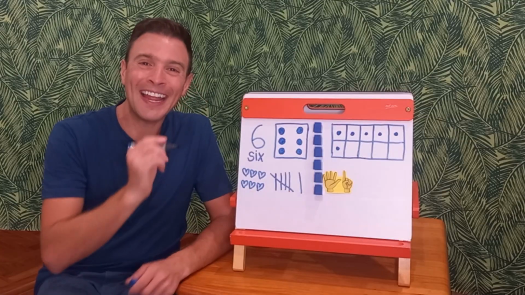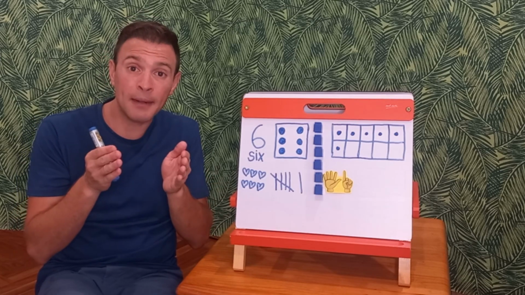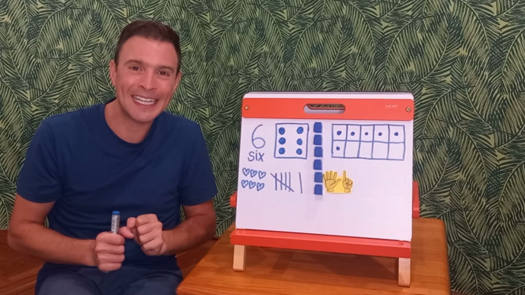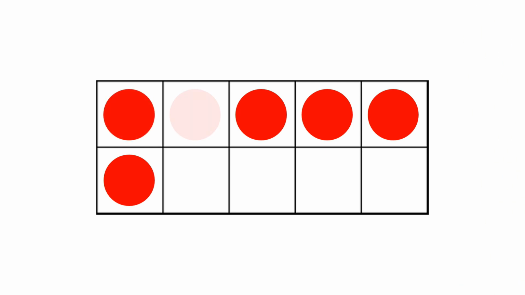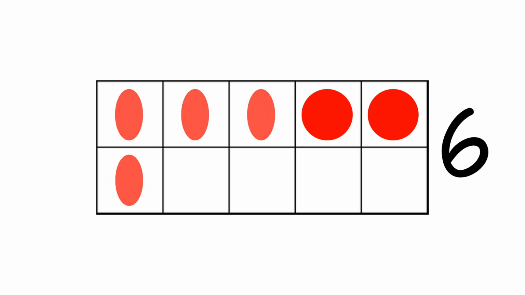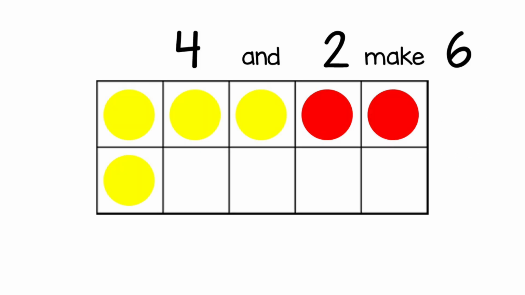6. Great. Now you might remember that bigger numbers are made up of smaller numbers. So let's look at 6 closely and see what we can find. Here we have 1, 2, 3, 4, 5, 6 red counters. But what if I swap these 4 red counters for 4 yellow counters? We still have 6 counters, but this time it shows 4 and 2. So 4 and 2 make 6.